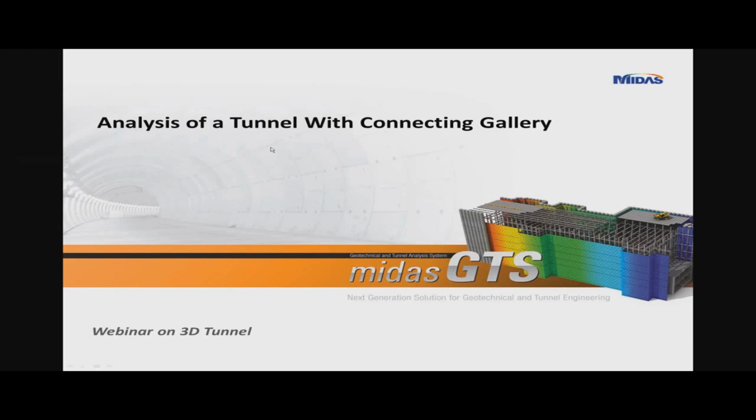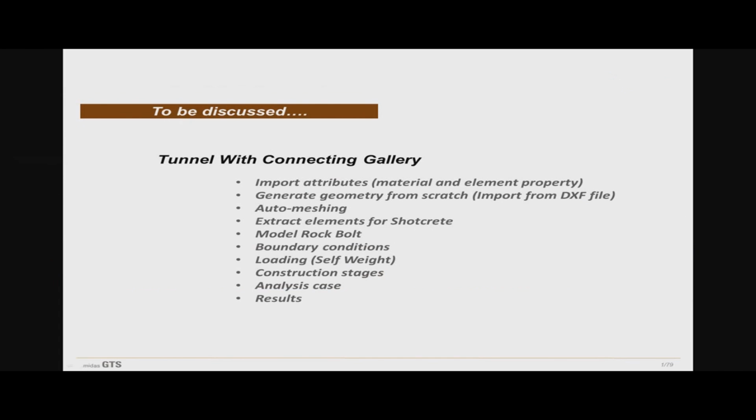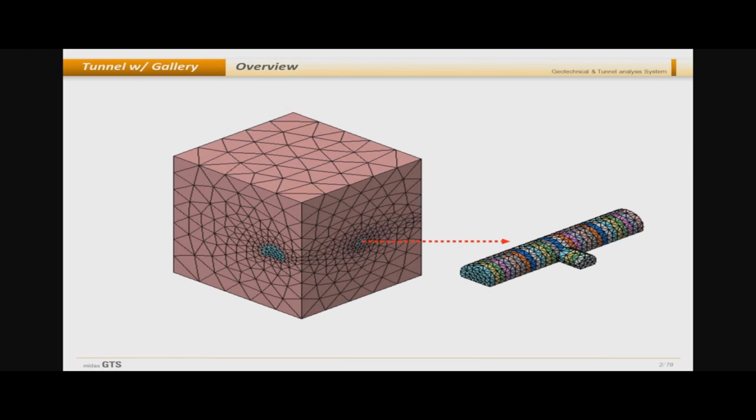Today's presentation is we are going to perform analysis on a tunnel with the connecting gallery. So what we do today, we're defining the attributes, material properties, and then performing the geometry, and then meshing that, and I will show you how you can extract the 2Ds to 3D, and defining the boundary conditions and self-weight, and at the end we're defining the construction stages and performing analysis, and I will show you some results.